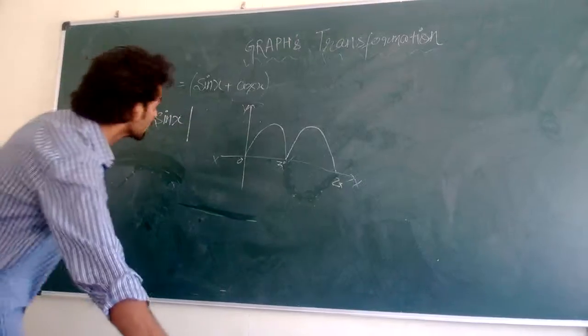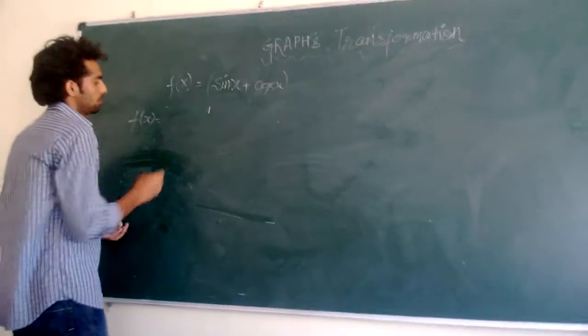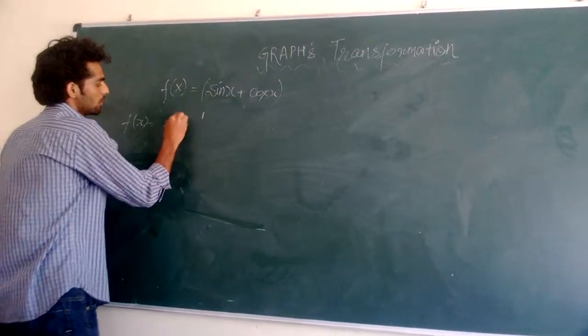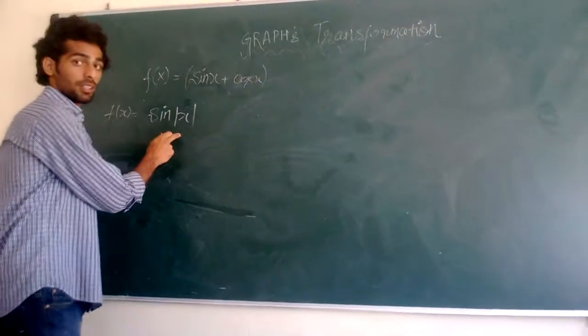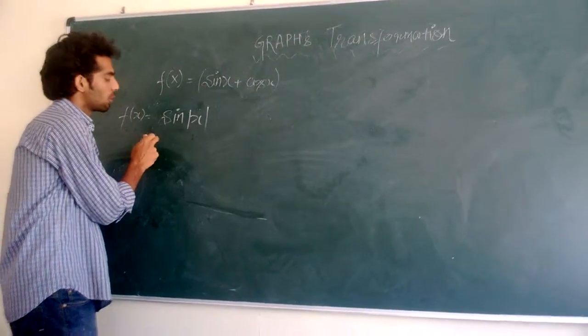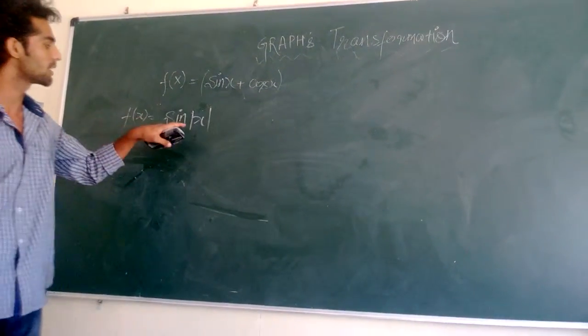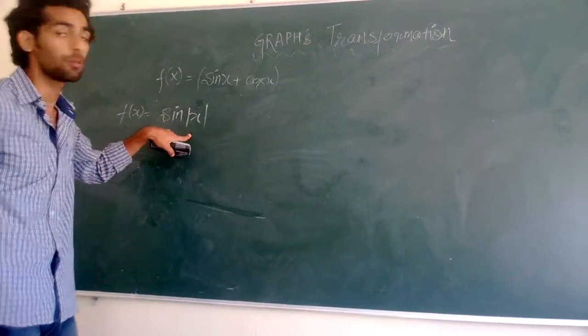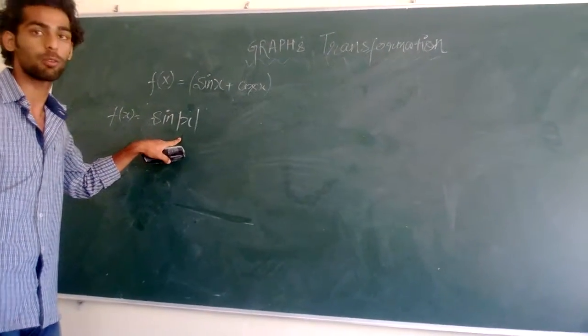And another transformation, this is sin of mod x. Now there is a limitation in domain. Previously the limitation was in range, that is we are getting only 0 to 1. Now the limitation is in domain, that is we can't put a negative value here. Even if you put negative, it will become positive.